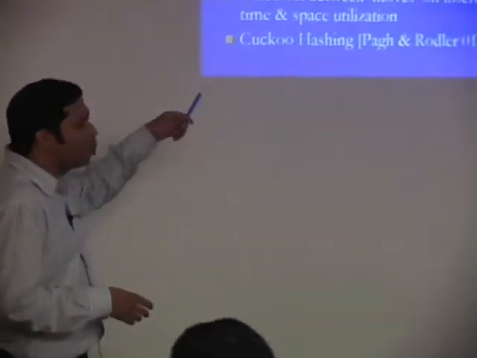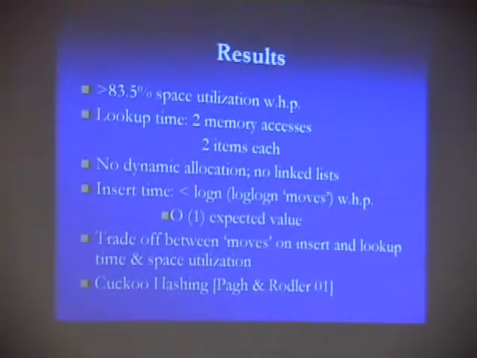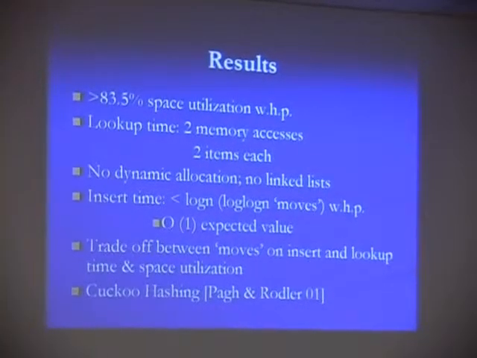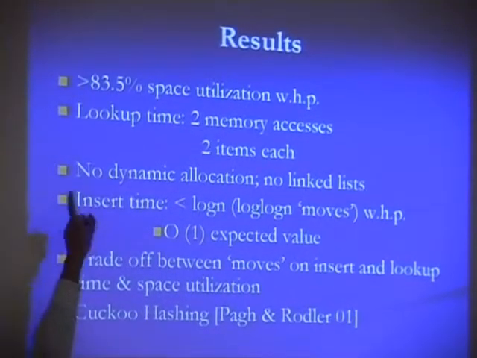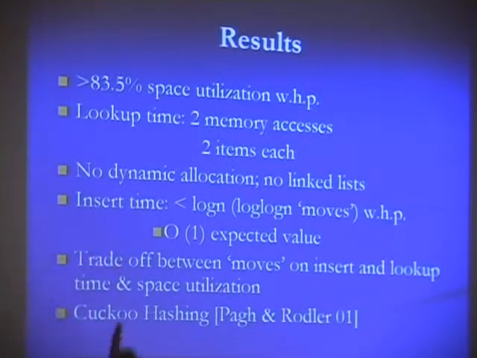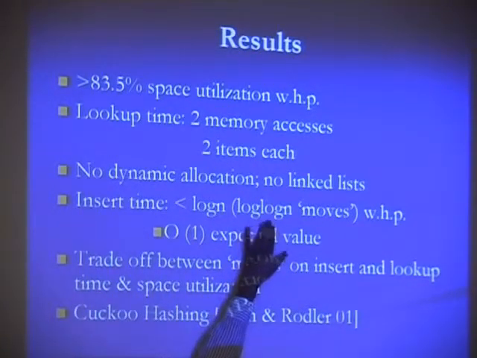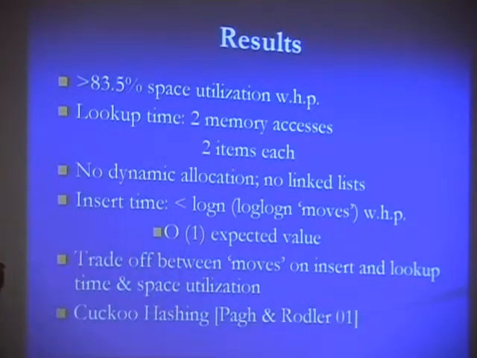So by performing such moves during inserts, you can get a very high space utilization out of the hash table by pre-allocating locations for 2 items per bucket. And the space utilization is about 85%. Of course, every lookup involves 2 memory accesses, and so for inserts. And you don't need any dynamic allocation. As I said, with high probability, log n moves, and constant in expectation. And this idea has been used before, but with slightly weaker results, in cuckoo hashing by Pagh and Rodler.